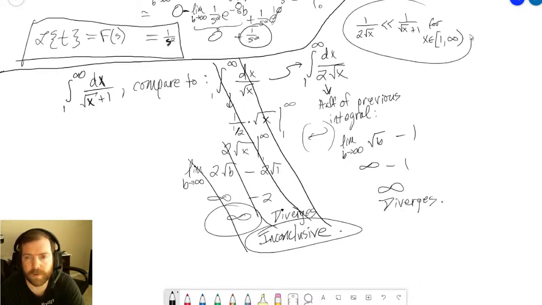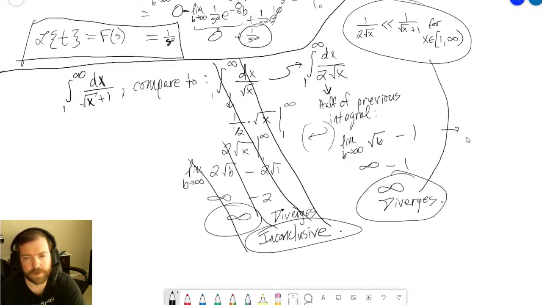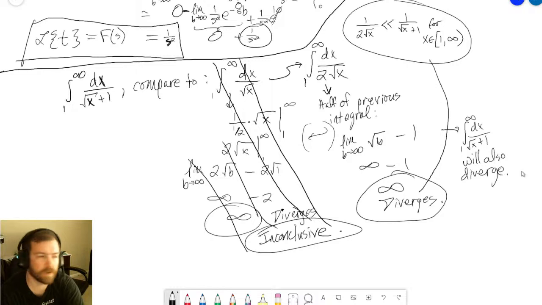However, coupled with this fact that we found earlier, this allows us to say that since something that is always below it diverges, then the integral from 1 to infinity of dx over square root of x plus 1 will also diverge. It's a fun little puzzle to try and figure this stuff out.